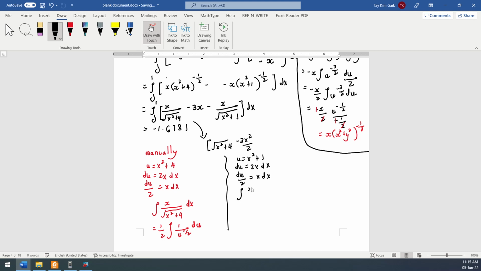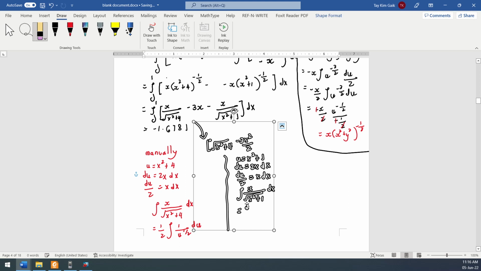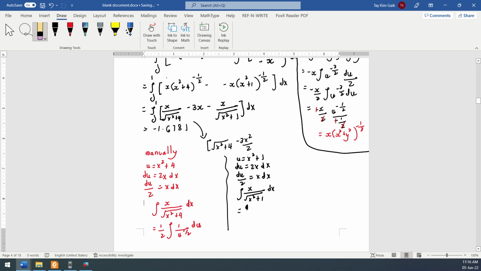That's why the integral x over square root of x squared plus 1 dx, you will become x dx is du. Okay, I want to delete. You cannot. Yeah, mine. The tablet is hanging.